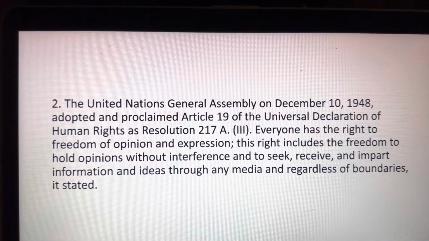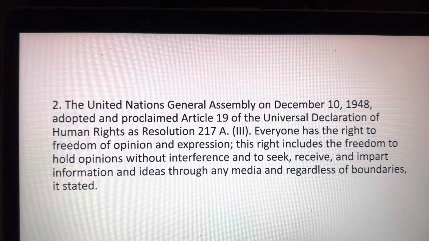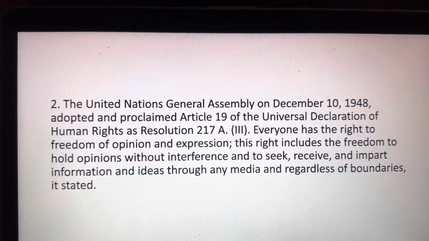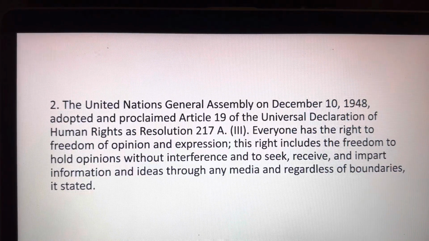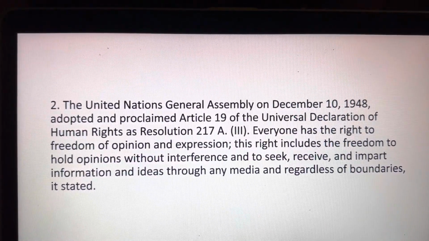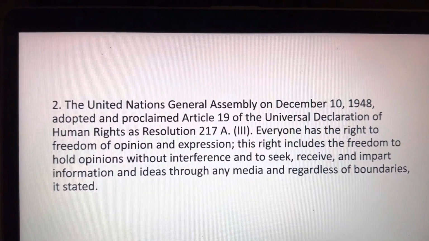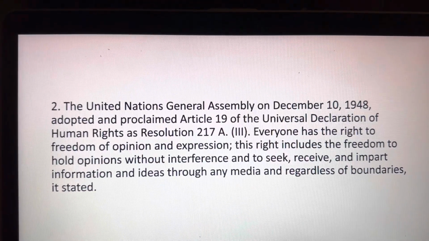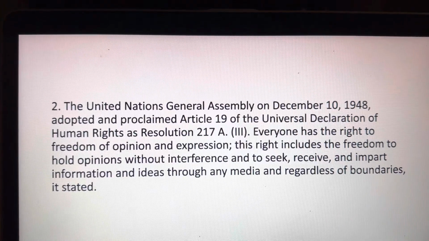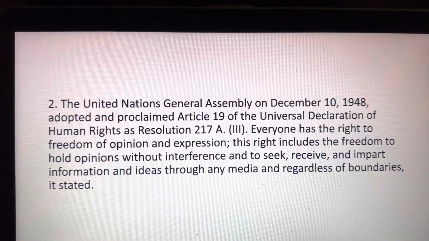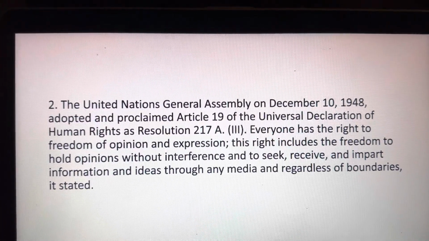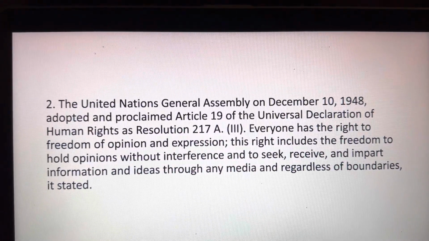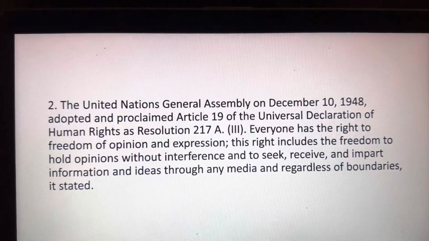The United Nations General Assembly on December 10, 1948, adopted and proclaimed Article 19 of the UDHR as a Resolution 217A. Everyone has the right to freedom of opinion and expression. This right includes the freedom to hold opinions without interference and to seek, receive, and impart information and ideas through any media regardless of boundaries.